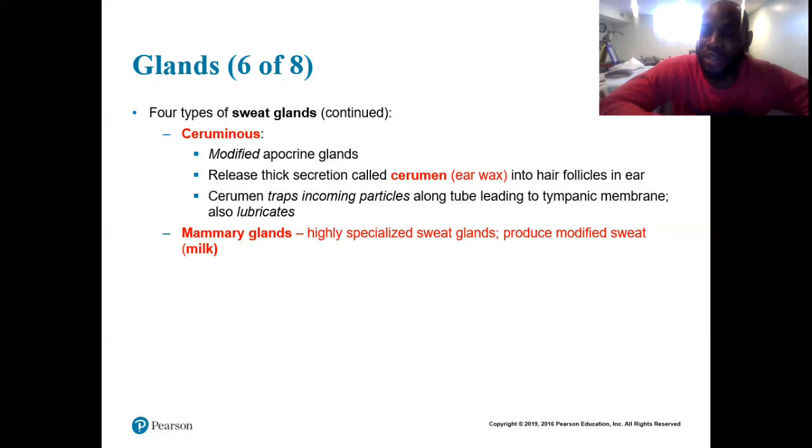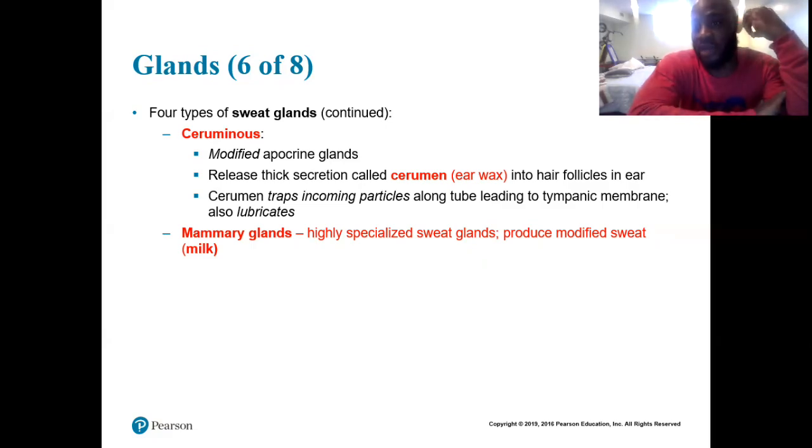It's not there just to cool us off, as the apocrine and the eccrine release their substances primarily to cool us off. But this cerumen, earwax, is to trap, sort of similar to when we talk about mucus in our airways. It's there for a purpose. The mucus in our airways is there to trap debris that we might breathe in. The cerumen in the earwax is there to trap things that may try to come in through our ears.